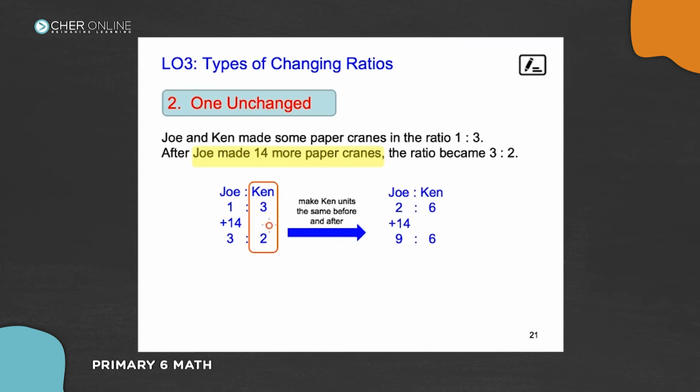Okay, and the lowest common multiple is 6. So the first ratio we multiply by 2 throughout. Second ratio we multiply by 3. So that gives me 2 to 6 before. After is 9 to 6. Ken does not change, but we see that Joe changes. So what was the increase in the number of units? 9 units minus 2 units, that gives me 7 units. And this 7 units is actually represented by the number of paper cranes that Joe made extra.